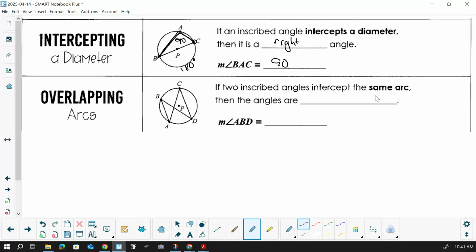If 2 inscribed angles intersect the same arc, so let me use my highlighter here. So you've got this inscribed angle, and you also have this inscribed angle. Notice both of these angles intercept this same arc right here. So if the yellow angle and the green angle are both intercepting this arc, that means that these angles are equal. So we'll say congruent. So angle ABD is equal to angle ACD.